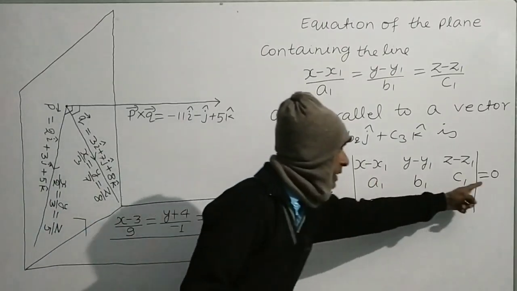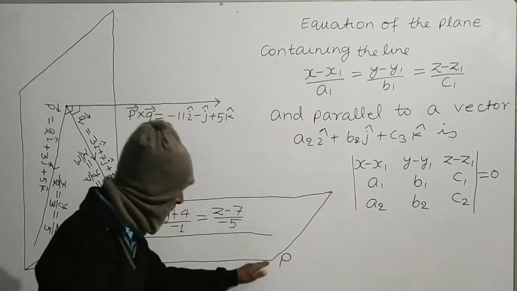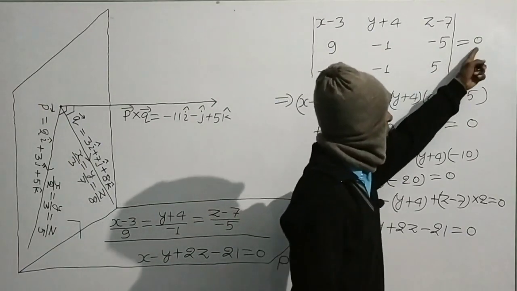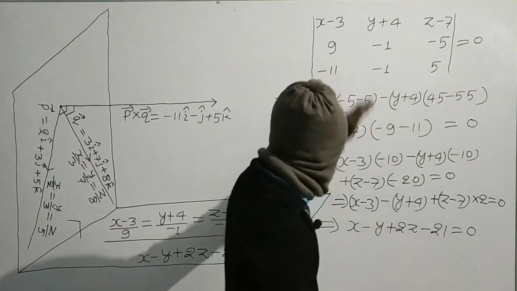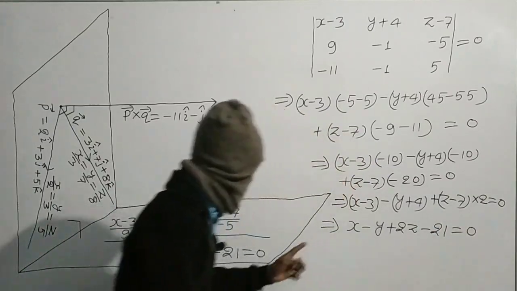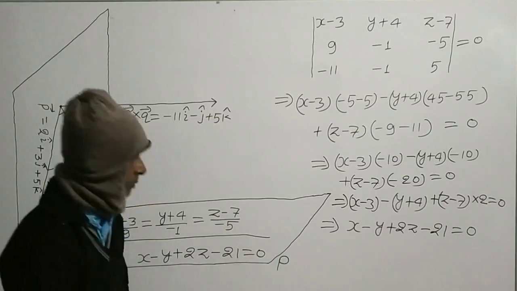Therefore, by using this formula, the equation of plane P can be written as this determinant is equal to 0. That gives this equation. That means the equation of plane P is this.